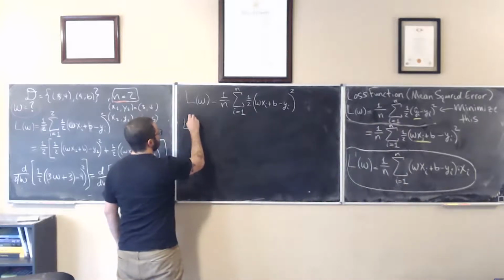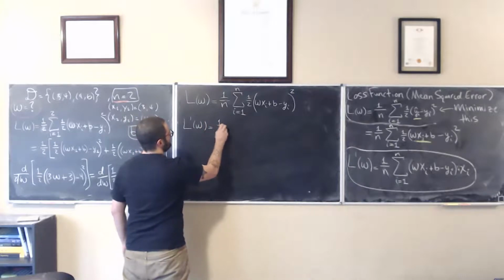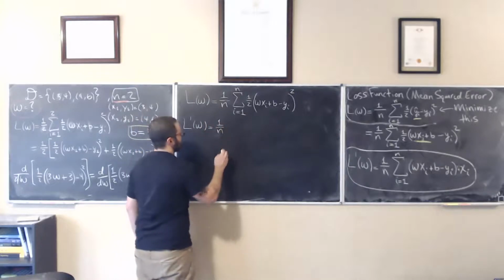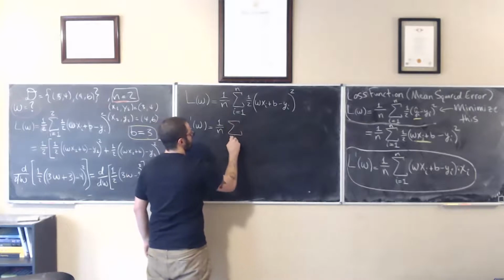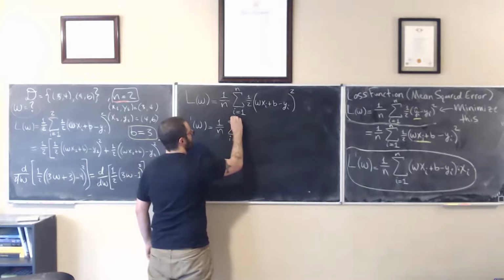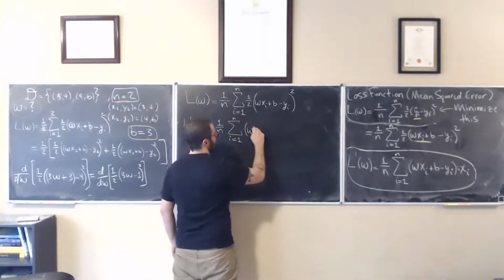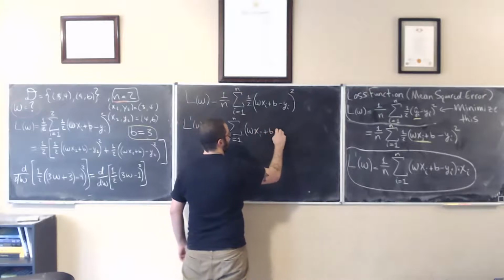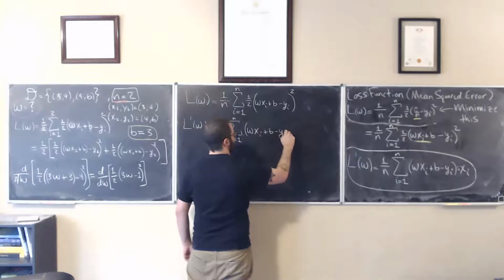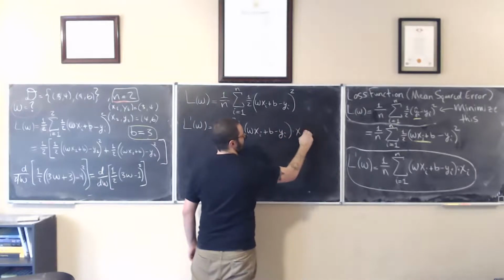The derivative is equal to 1 over n times the sum from i equals 1 to n of (w times xi plus b minus yi) times the coefficient of w.